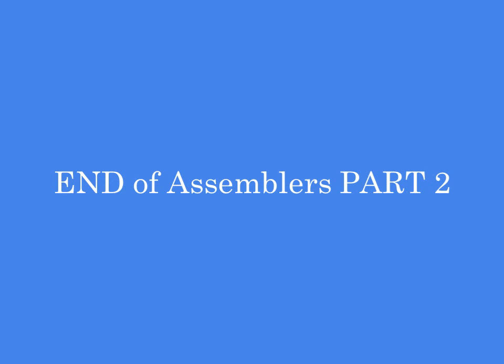So with that we have come to the end of assemblers part 2. We have seen the various machine dependent features: instruction format, addressing modes, and program relocation. All these are called machine dependent because they depend on the machine or the system.